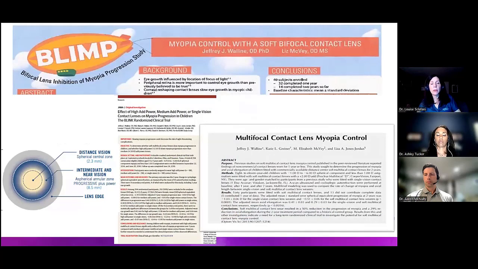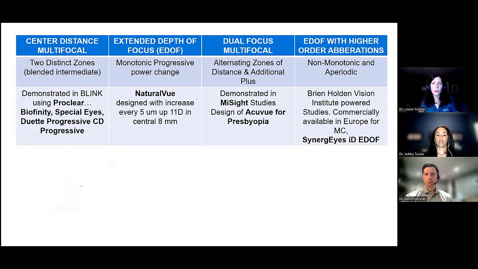And it all came out of the BLIMP study that Jeff Walline put out over 10 years ago, looking at center distance multifocal lenses. And by the way, our center distance multifocal lens, the Duet, has also been used very many times, quite often by doctors for myopia management, with the benefit of getting even up to a higher add, a +5 add, and you can modify the pupil size. So there's another option there too.